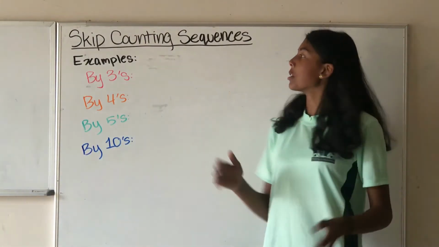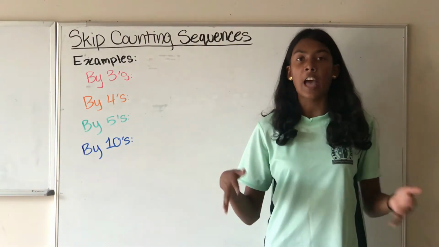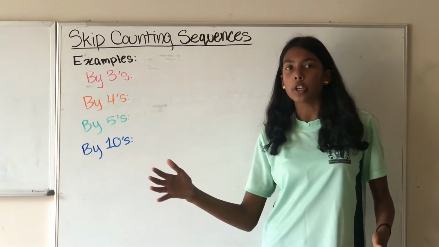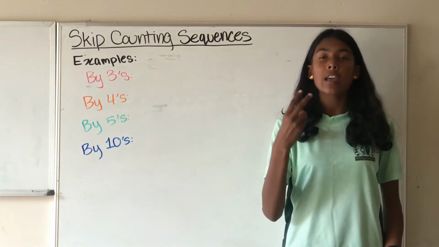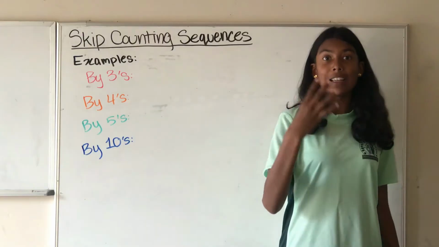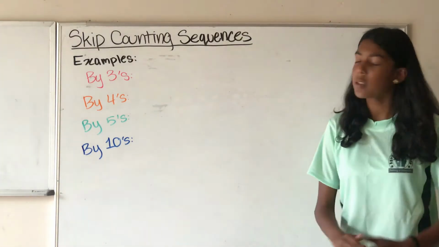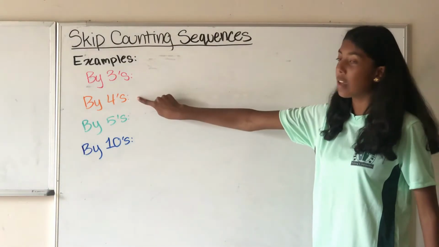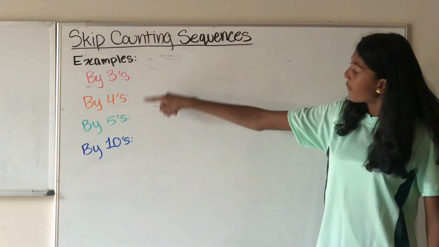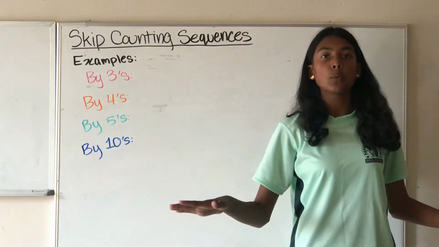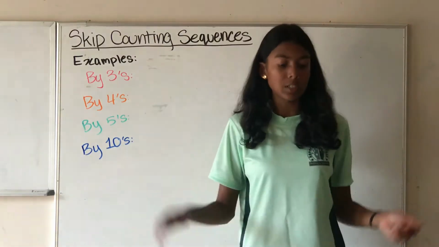Now we're going to move on to skip counting sequences. They are basically the ones that are the end of each dot group. For example, in the last section, we had 4, 8, 12, 16. So let's start off with some examples. We're going to do by 3s, 4s, 5s, and 10s. 3, 5, and 10 are the most basic ones other than 2. 2 is all the even numbers.